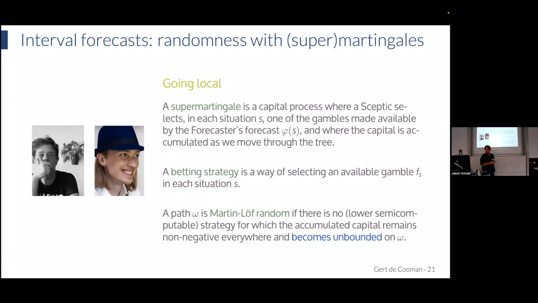So this is our definition of when a path is random. I have a supermartingale, a capital process, in the same way, by selecting a gamble that is available. And then a path is, again, in this new way, Martin-Löf random if there is no lower semi-computable strategy where the accumulated capital remains non-negative, so you're not allowed to borrow money, and along this path becomes unbounded. So again, just the same way as before, it's nothing different, it's just that the notion of the supermartingale is a bit different now.